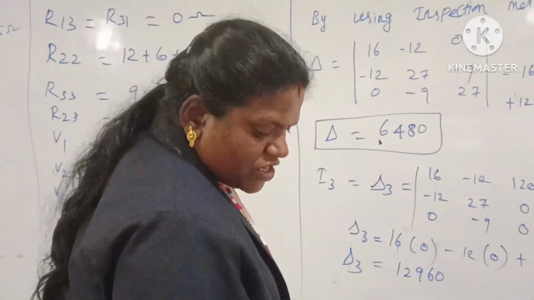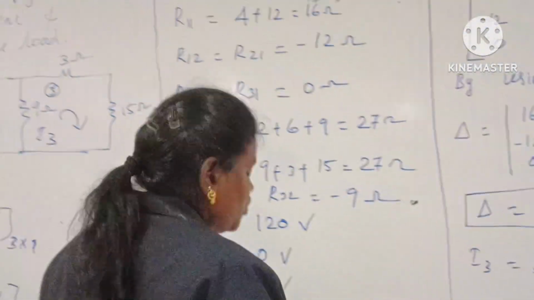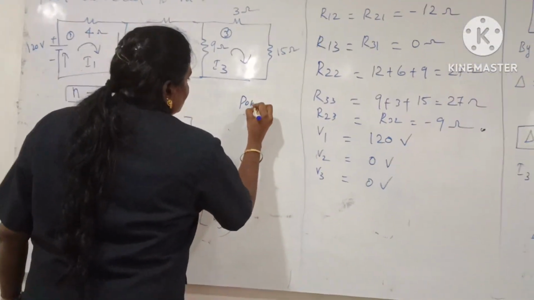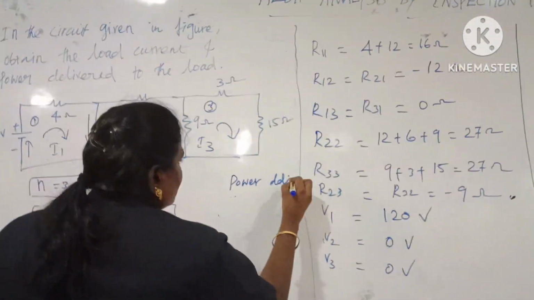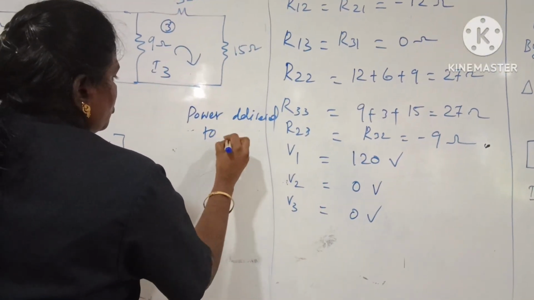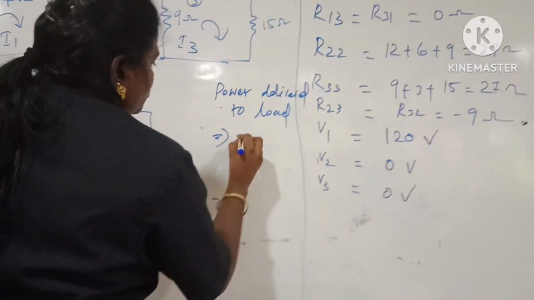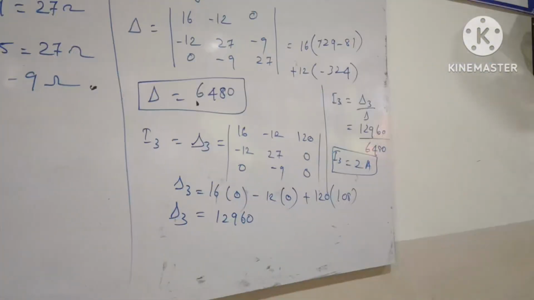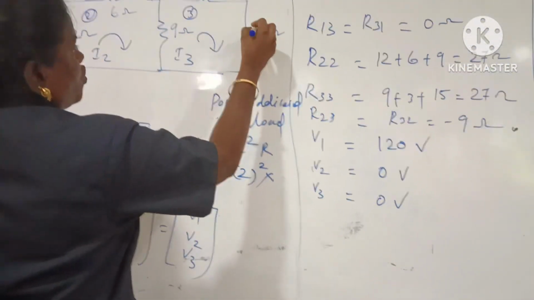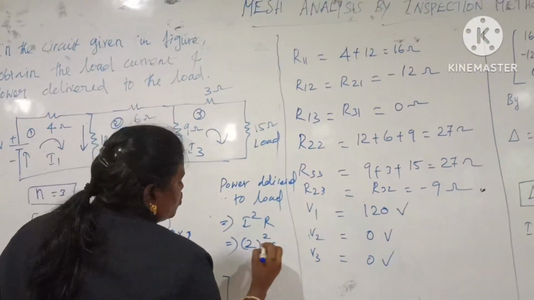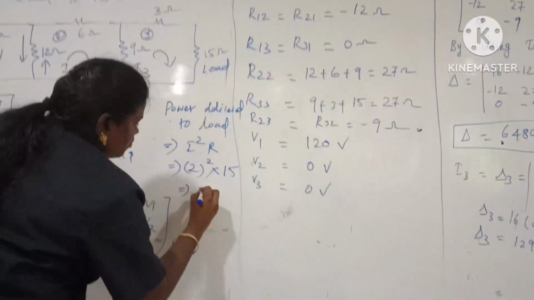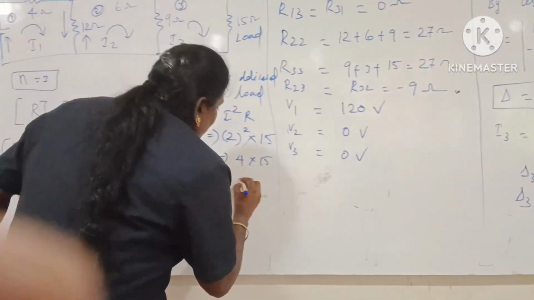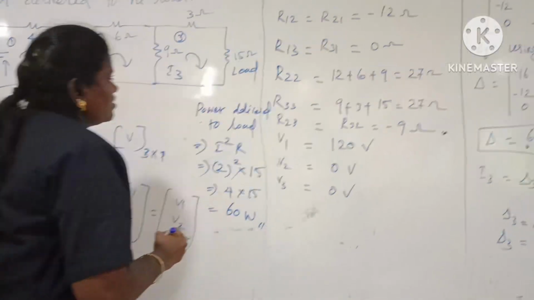Next, power delivered to the load. The formula for power delivered to the load is I squared R. The current value is 2 amps and the resistor is 15 ohm. So 4 into 15 is equal to 60 watts of power delivered from the circuit.